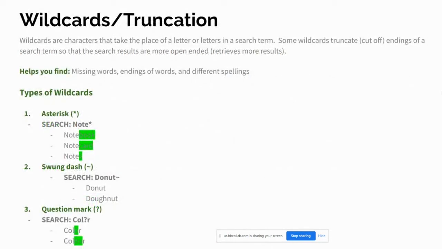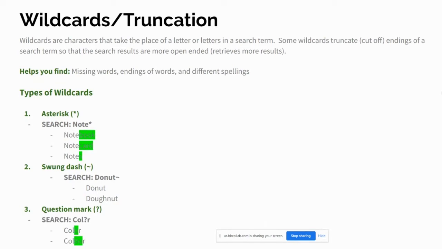So the third one we have is wildcards and truncations. Wildcards are characters on your keyboard that take the place of a letter or letters in a search term, and some wildcards will truncate or cut off endings of a search term so that the search results are more open-ended. What this does is it retrieves more results. The point of these is to help you find missing words, endings of words, and different spellings.